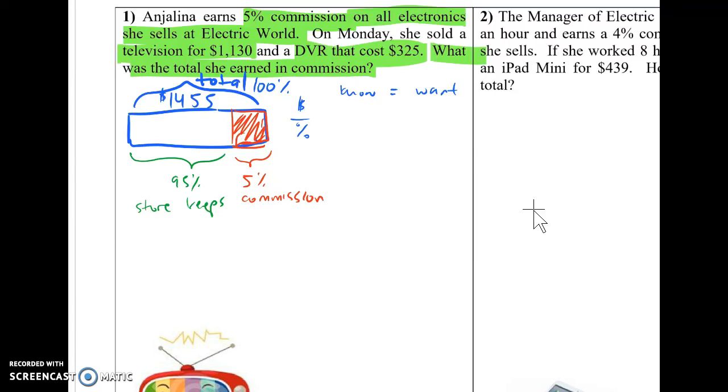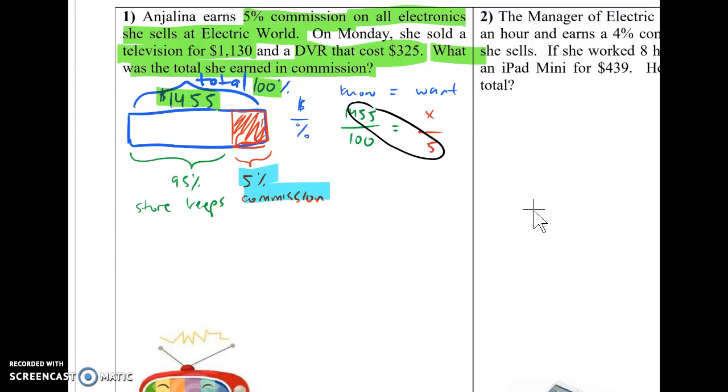All right. One thing we know is that our total is 100%, and that's $1,455. All right. So money's over percent. 1,455 over 100% equals what we want to know. Well, we want to know what 5% is. So on the right side of my proportion, I'm going to have X dollars over 5% commission.